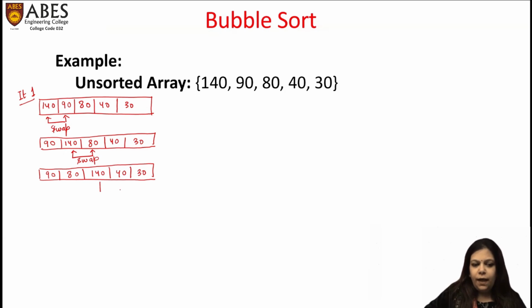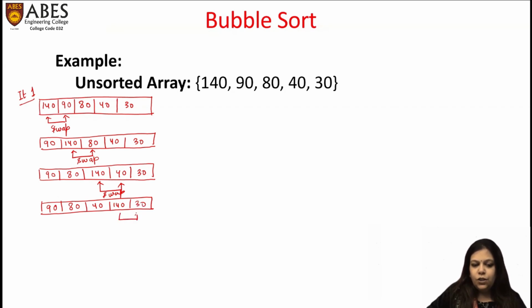In the next step, again, we will compare the next two elements, thereby comparing 140 with 40. Again, the first element, as you can see, is greater than the next element. We have to swap them. And after swapping, the state of the array will be 90, 80, 40, 140, and 30.